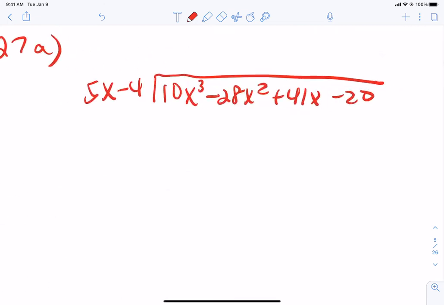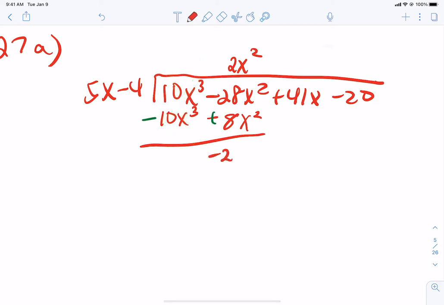Okay. So we are going to compare our first term with our first term. What times 5x would be 10x cubed? That's going to be 2x squared. So put it over the x squared to kind of keep track of things. You can see where you need to stop and where you can keep going. Now remember, we're going to distribute that to both of these. So that's going to be 10x cubed minus 8x squared. We are subtracting, so we're going to change the signs of both. So the first term should always go away. That's the way you've designed it. If it didn't go away, you did something weird. So then we got minus 20x squared. Bring down the next one.